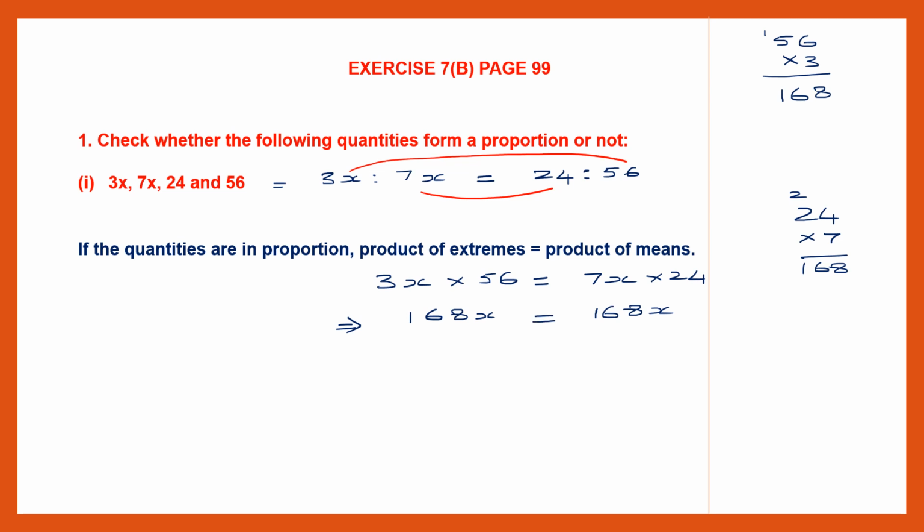So because they are equal, that is, the product of extremes is equal to product of means, then we say that these four quantities form a proportion. 3x, 7x, 24 and 56 are in proportion.